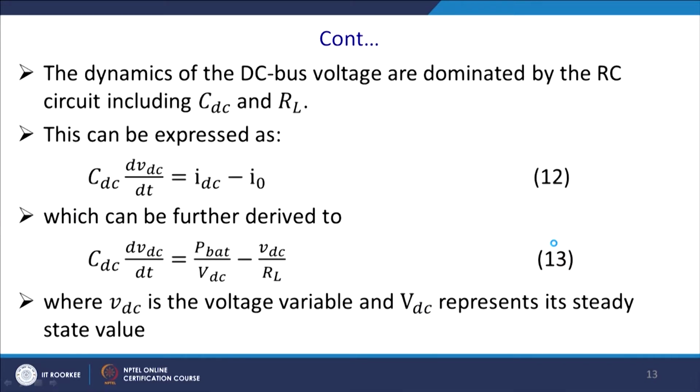And what happens there? The dynamics of the DC bus voltage is dominated by this RC circuit, that is, including this C_DC and R_L, and this can be represented by C_DC dV/dt equals I_DC minus I_0, which can be further derived into C_DC dV/dt equals P_battery by V_DC minus V_DC by R_L, where V_DC is the voltage variable and V_DC represents the steady state value.